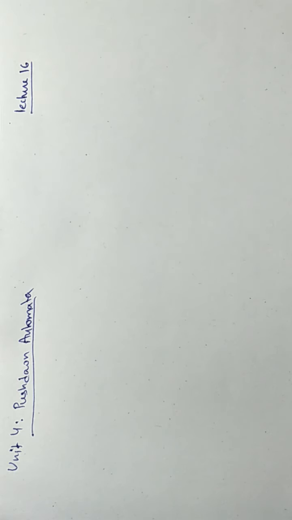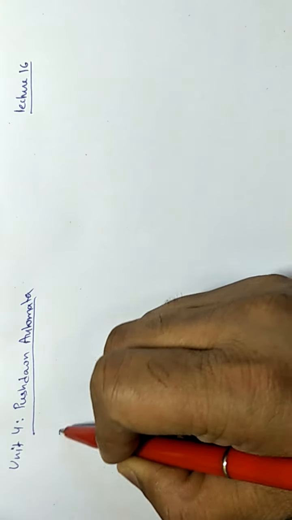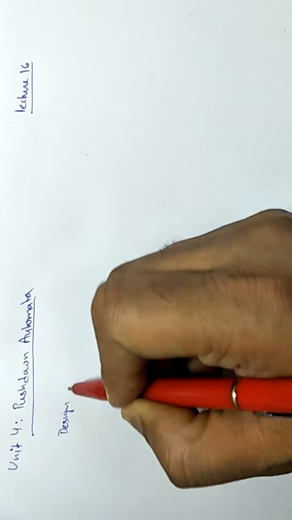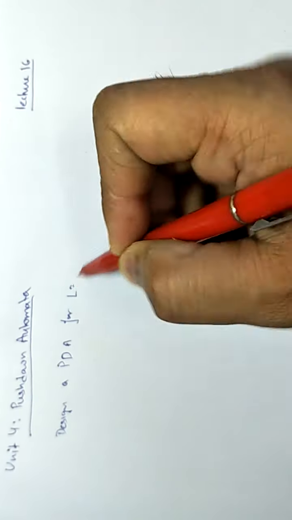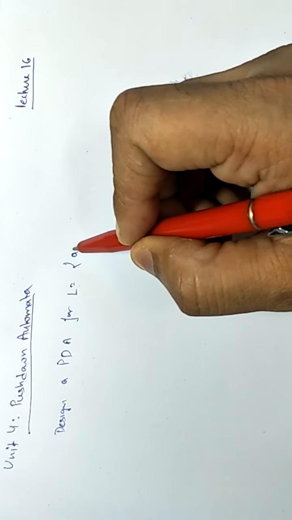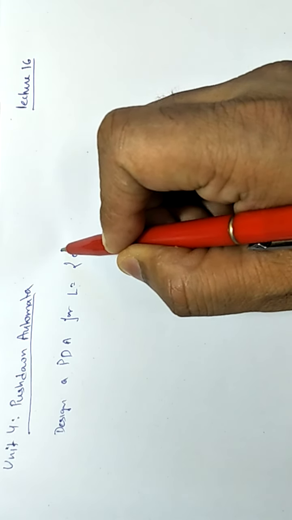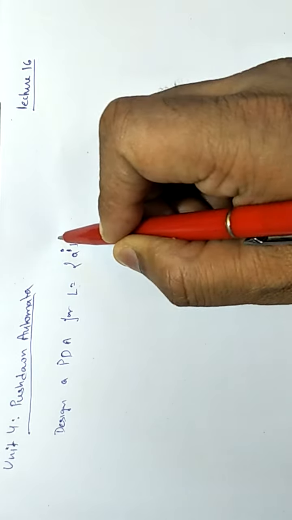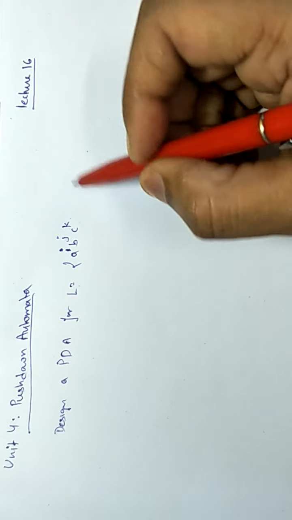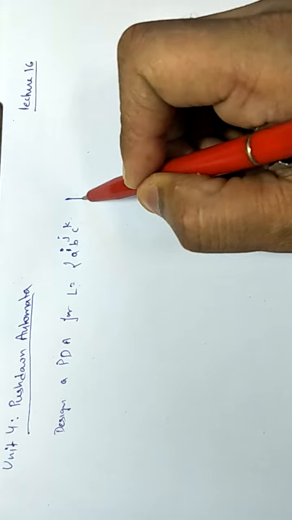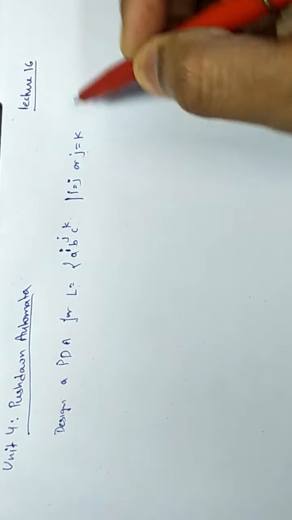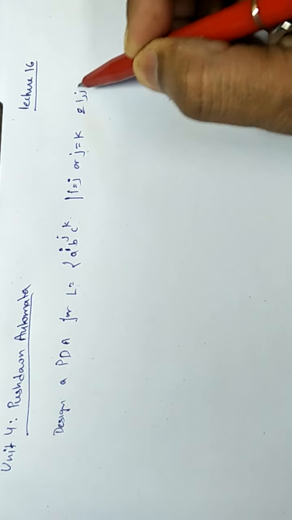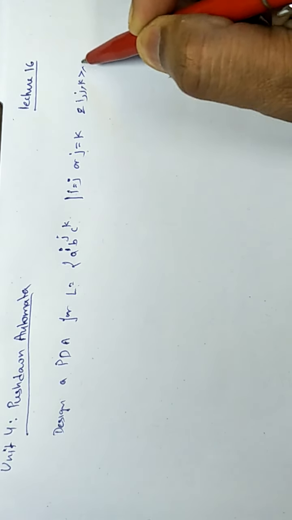Welcome everyone to lecture 16 of unit 4. In this lecture we are going to design a PDA for L = {a^i b^j c^k | i = j or j = k, and i, j, k ≥ 1}.